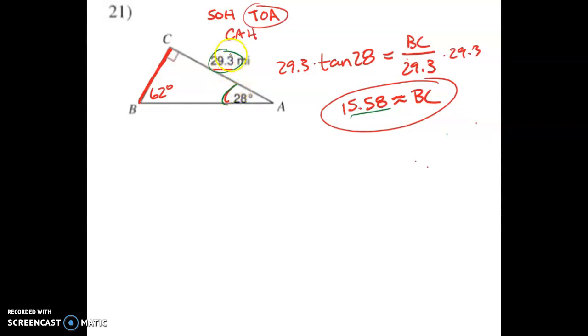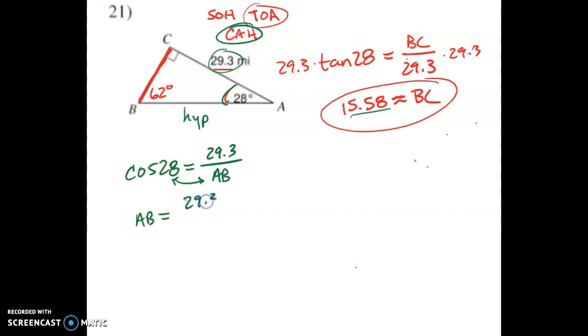So relative to the 28, this is the adjacent side. And I'm trying to find AB, which is the hypotenuse. So adjacent and hypotenuse, that's my cosine function. So cosine of 28 is equal to the ratio of 29.3, the adjacent, over whatever the hypotenuse is. And that's what we're trying to solve for. So we plug in a variable AB and go through and solve. Effectively, these two are just going to switch. So I end up with AB is equal to 29.3 over cosine of 28.